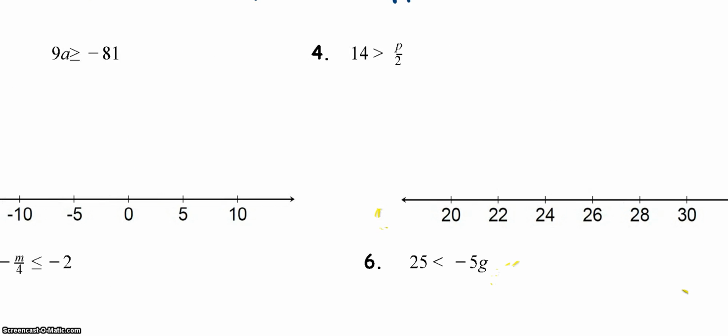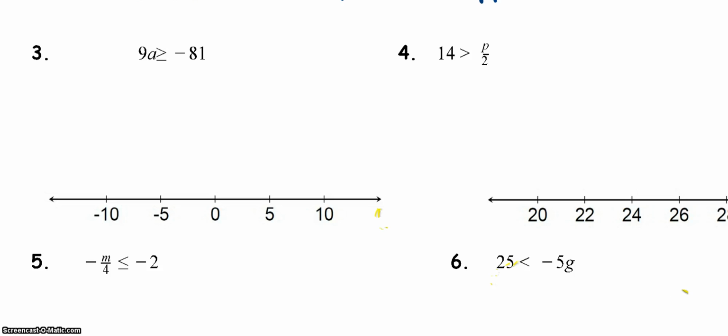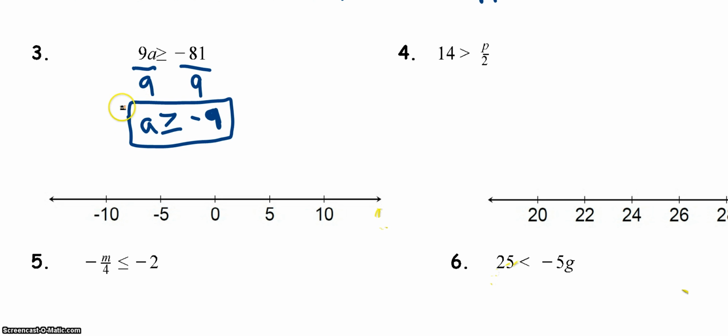On to number 3. This one says the product of 9 and a is greater than or equal to -81. Again, you're going to start by dividing by 9 to isolate your variable. Since you divided by a positive, you keep your inequality the same direction, and -81 divided by 9 is -9. Your inequality is simplified. All you have to do is graph that inequality. It's or equal to, it's underlined. This inequality is underlined, so I have to have a closed circle at -9.